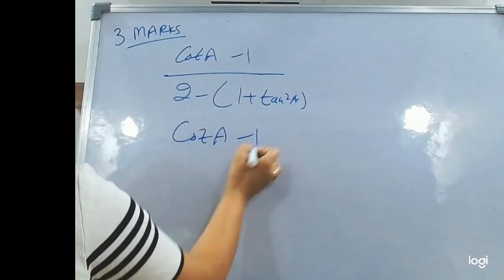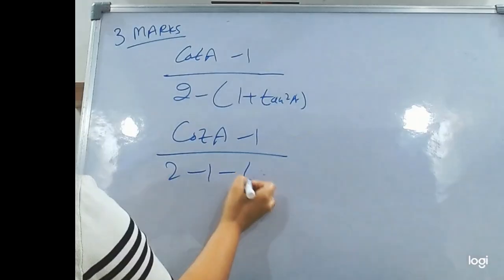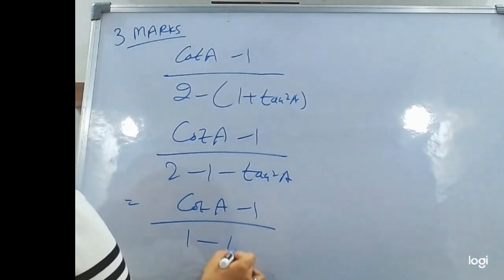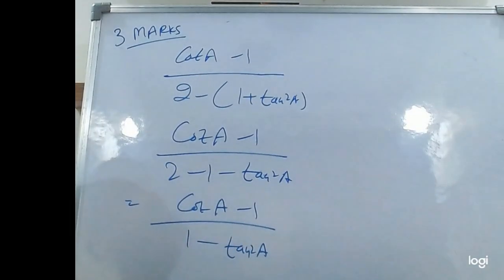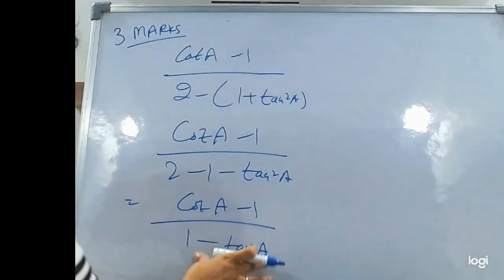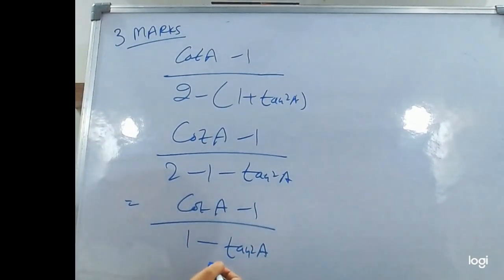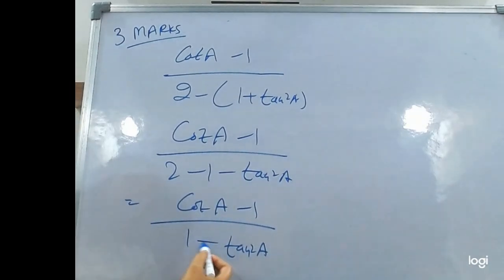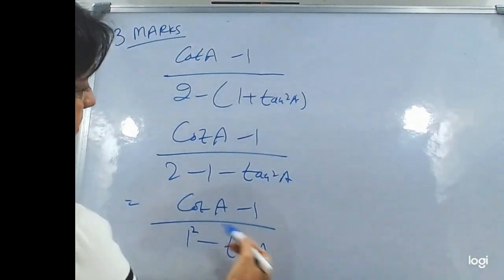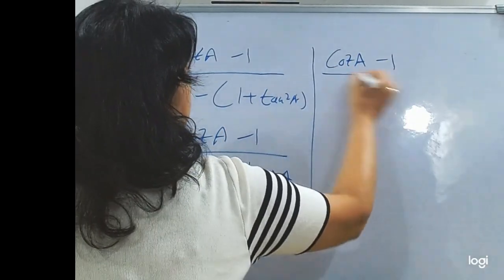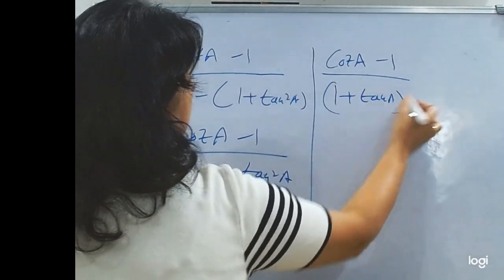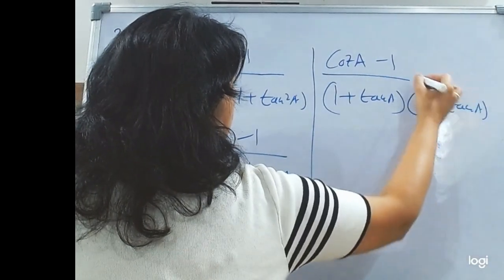Simplify this: cot A minus 1 by 2 minus 1 minus tan square A, which is cot A minus 1 by 1 minus tan square A. Further it can be simplified. Here, this denominator part I am going to simplify using the algebra identity, because it can be seen as 1 square minus tan square A. So here we are going to apply the identity a square minus b square equals (a plus b)(a minus b), which gives cot A minus 1 by (1 plus tan A)(1 minus tan A).